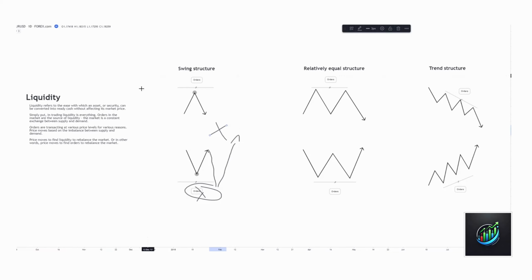What we're doing with this understanding of swing structure, relative to equal structure and trend structure, is understanding where these large pockets of orders are logically likely to sit, so we can have a better indication and understanding of where price is likely to go when it's trending, when it's pulling back, and just understanding the flow of the market.